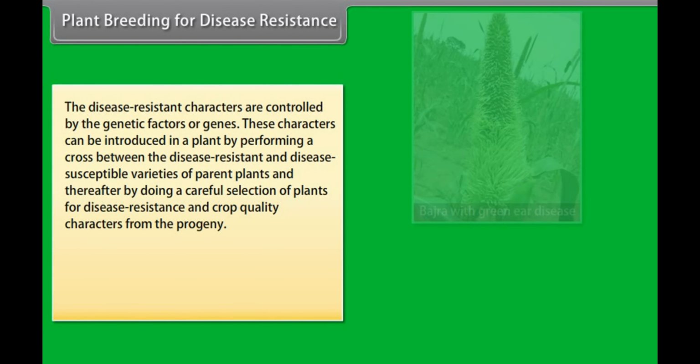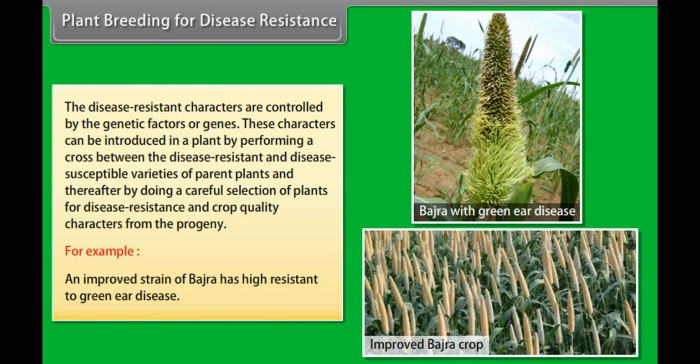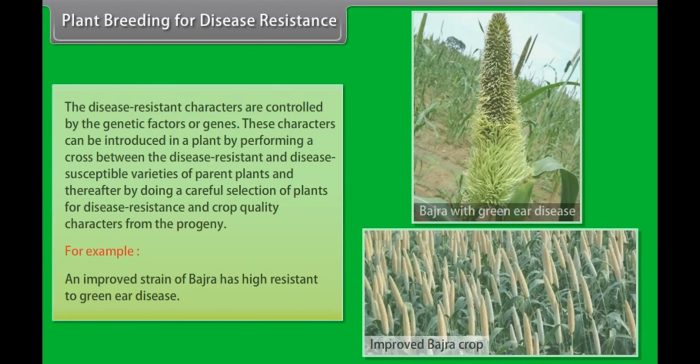Plant breeding for disease resistance. The disease resistance characters are controlled by genetic factors or genes. These characters can be introduced in a plant by performing a cross between the disease-resistant and disease-susceptible varieties of parent plants and thereafter by doing a careful selection of plants for disease resistance and crop quality characters from the progeny. For example, an improved strain of bajra has high resistance to green ear disease.